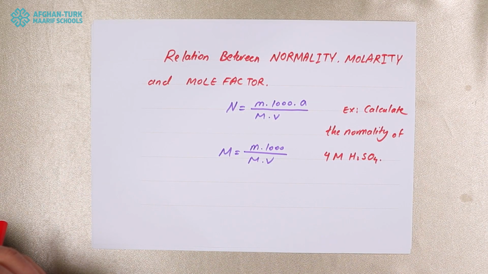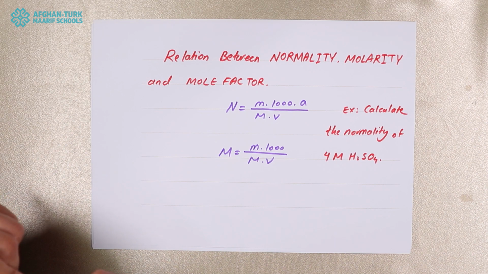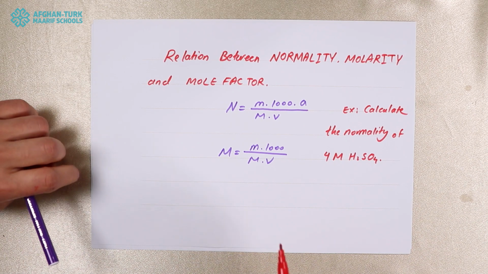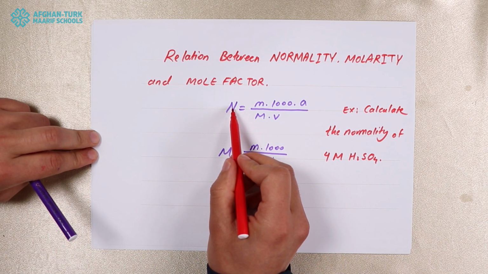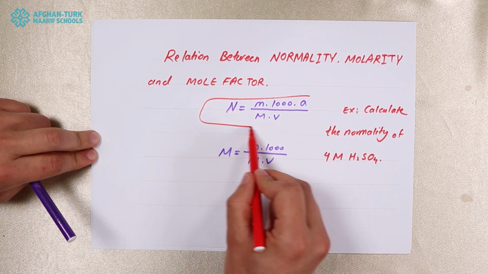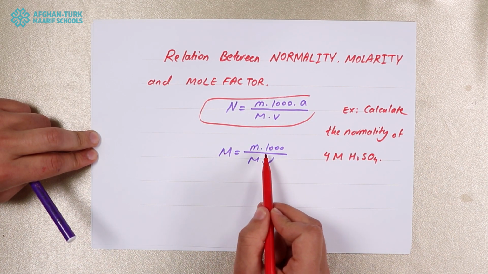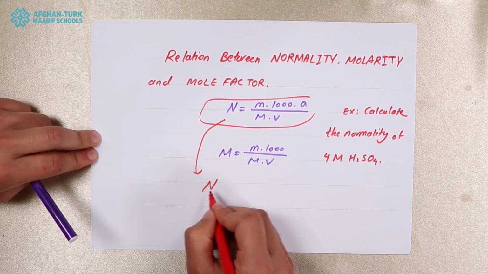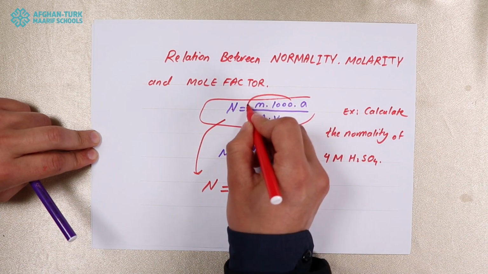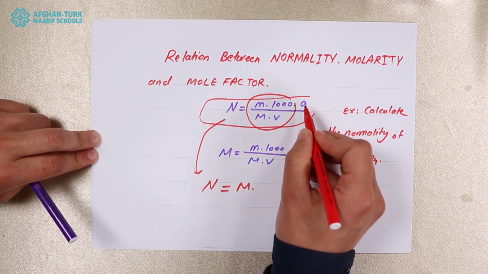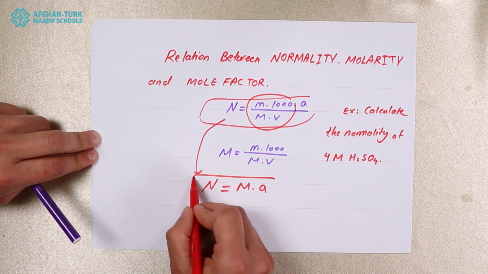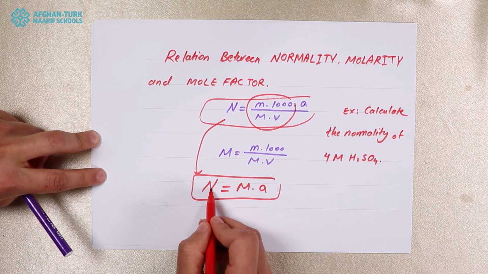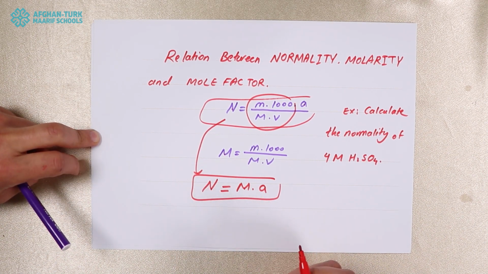And now I brought in here some more information: a relation between normality, molarity and mole factor. As we have studied, the concentration of normality has this formula, and the concentration of molarity had this formula. We can substitute: normality is equal to molarity, and what remains is the mole factor. This is the formula of the relation between normality, molarity and mole factor. As you know, N is normality, M is molarity and A is mole factor.